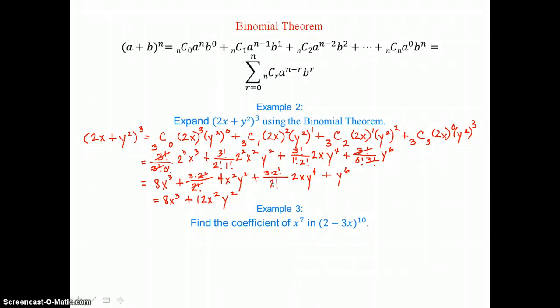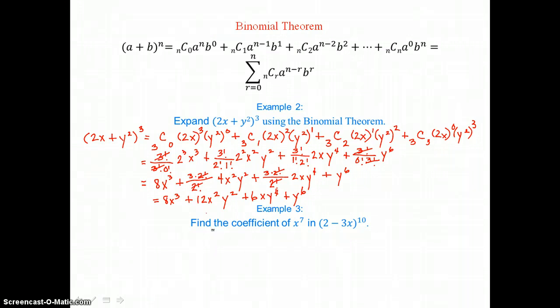Okay, then in our next term, we'll cancel 2 factorial top and bottom. We're left with 3. 3 times 2 is 6, so that's our coefficient on x, y to the 4th. And our last term is 1 y to the 6th. So there's the expansion of 2x plus y squared raised to the third power using the binomial theorem.